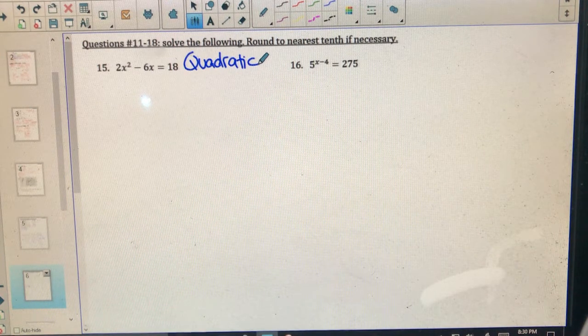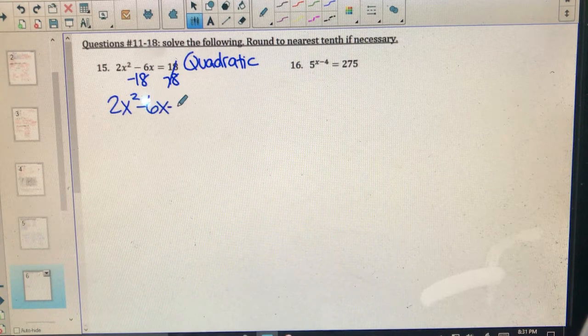We talked about it on the last page that you must be equal to 0 in order to solve this, and I'm not. So to get that positive 18 to the other side, I'm going to subtract it over. And I also need to write my terms in the correct order, which means this 2x squared comes down first, then a minus 6x, then a minus 18, and now I'm equal to 0.